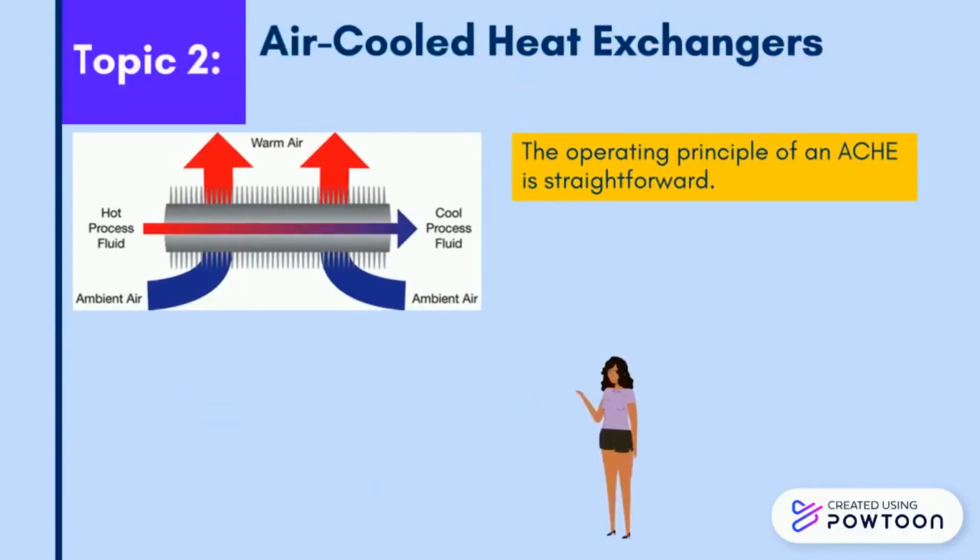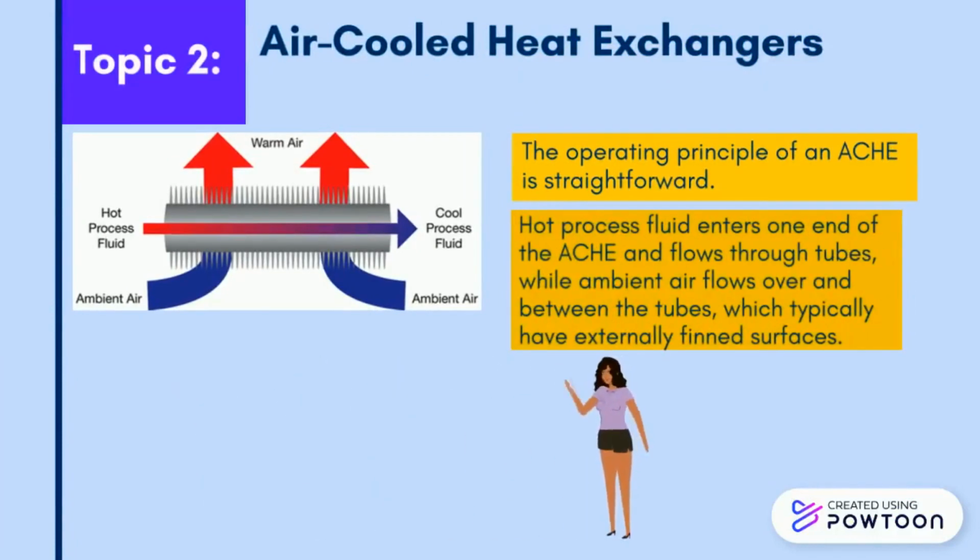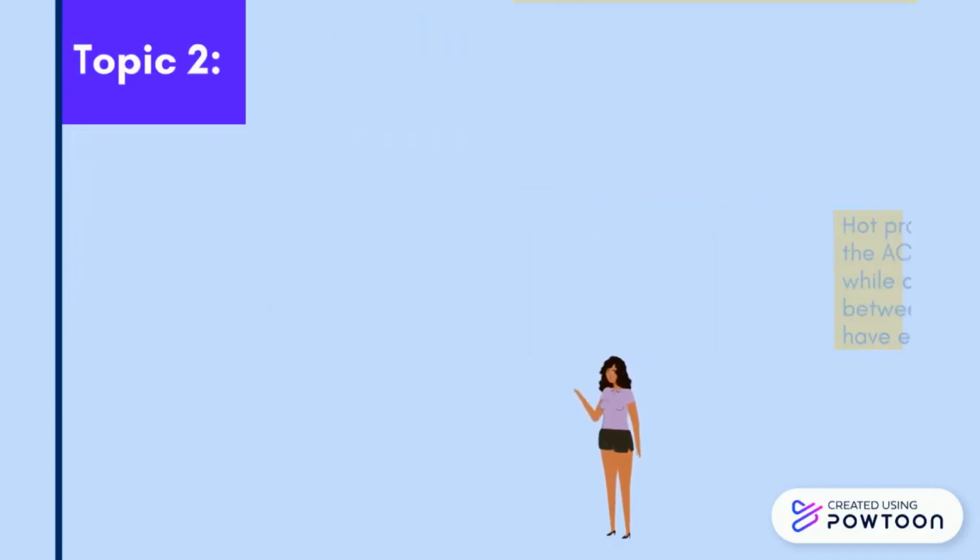Air-cooled heat exchanger. The operating principle of this heat exchanger is straightforward. The hot process fluid enters one end of the air-cooled heat exchanger and flows through the tubes, while ambient air flows over and between the tubes, which typically have thin fin surfaces.